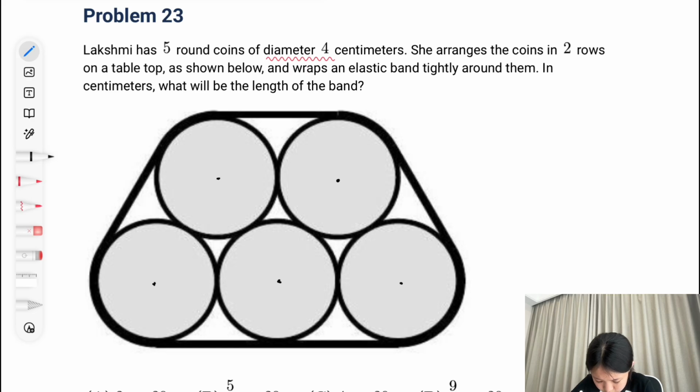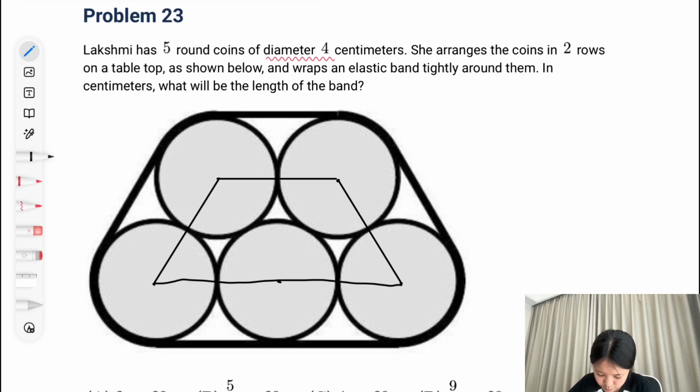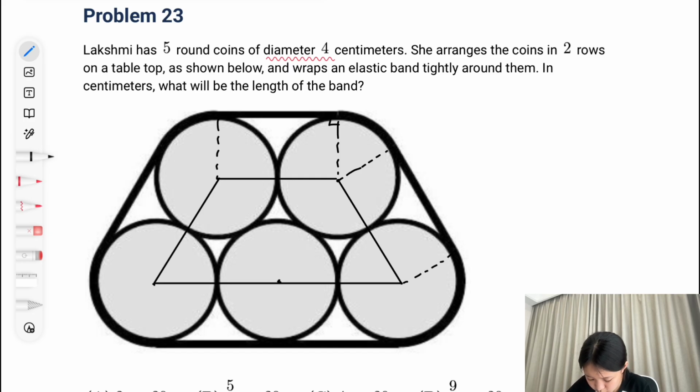So let's connect all of the centers of each of the circles. We can connect these two, and then okay, so now we have connected all of these centers, and let's move these lines up parallel to the top so we can find the actual length of these. So notice here that this would be a right angle, and that these two would be parallel.